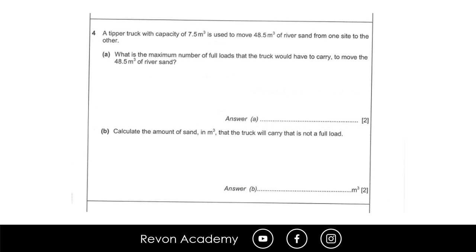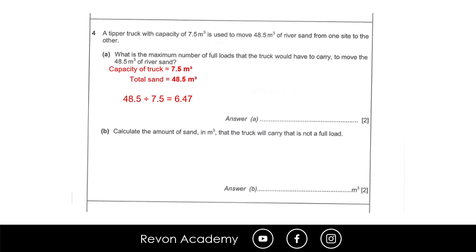So mind you, the question says full loads, so we're just going to be looking at a whole number. So what we do is we're going to use the capacity of the truck and then also the total sand that is carried. Basically, we're going to divide the total sand by the capacity of the truck. That's basically what we're going to do.